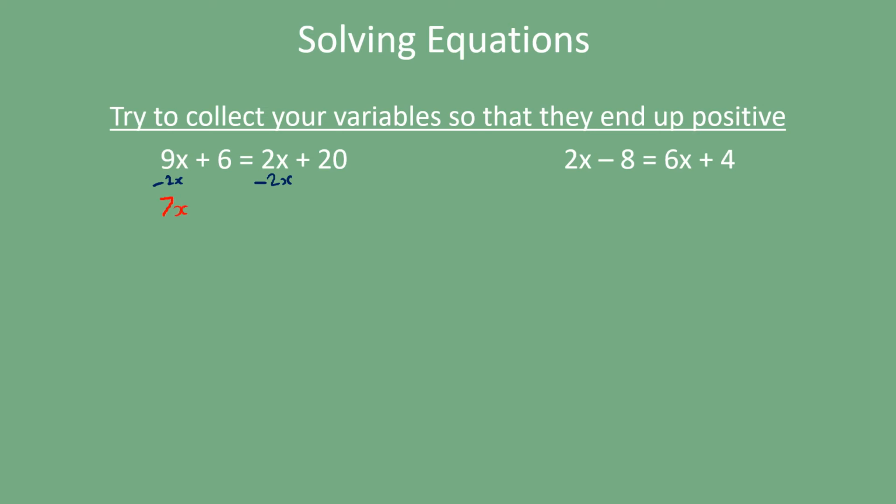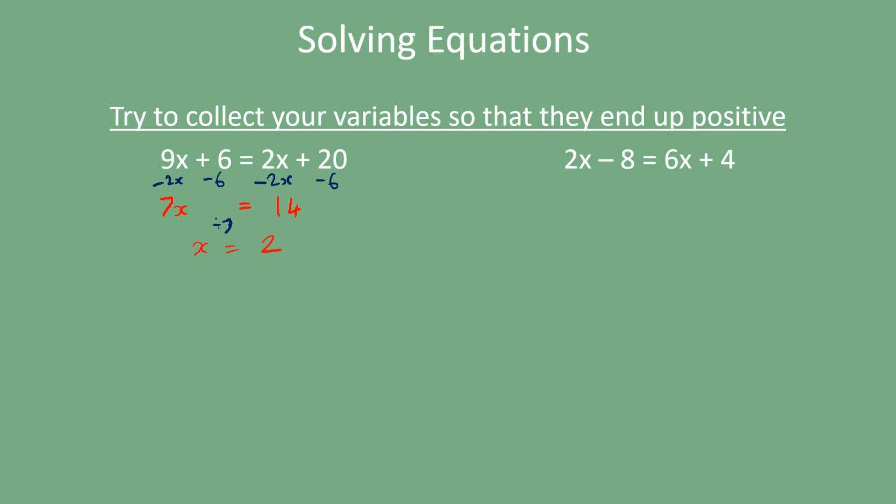But also, I would like the numbers to be on the other side, and I can do this all at once. I can subtract 6 from both sides as well. So I'll end up with 7x equals 14. And then all I need to do is divide by 7, and I'll get x equals 2. Second example, I can do the same thing.